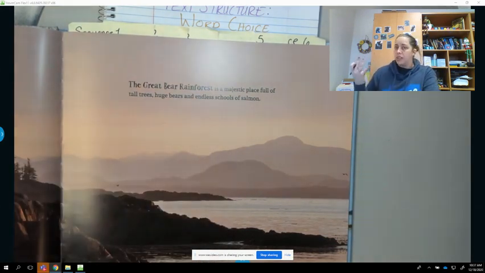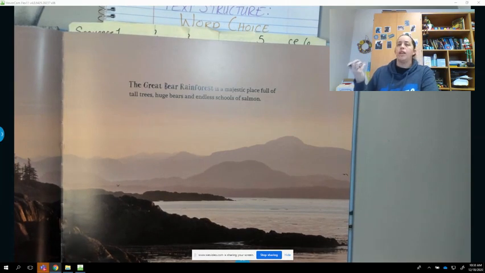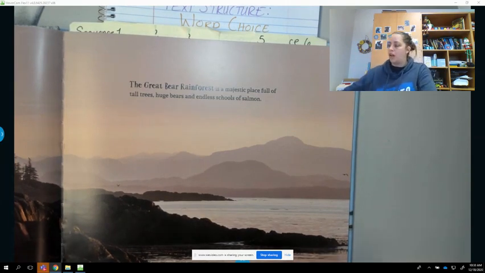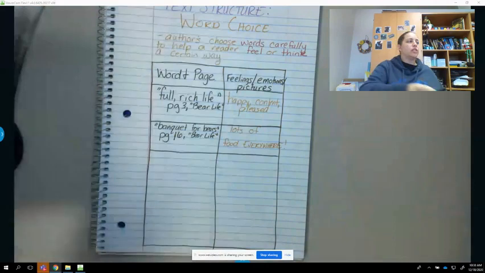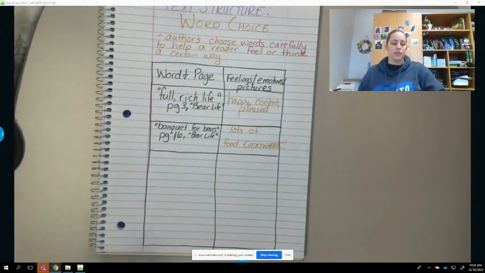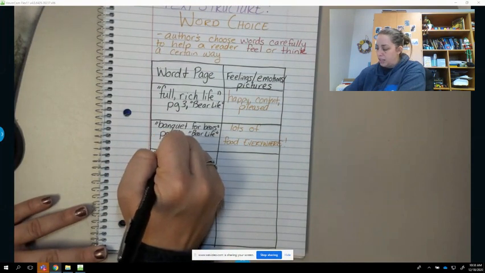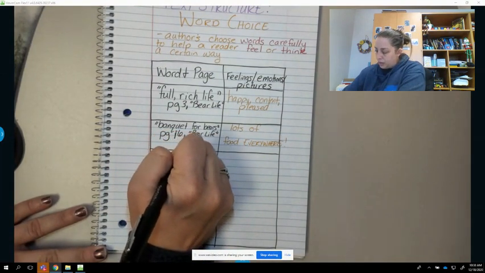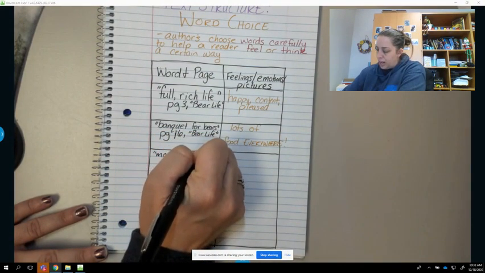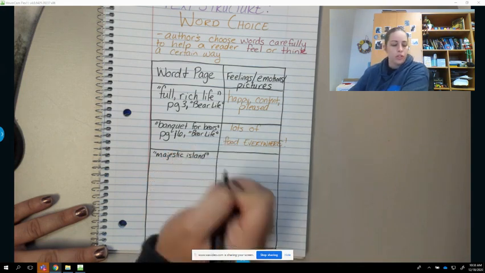There are so many different word choices on this one page that just make me think of all kinds of things. So let's go ahead and start writing those down. So I think majestic. So that majestic island is one of the word choices.